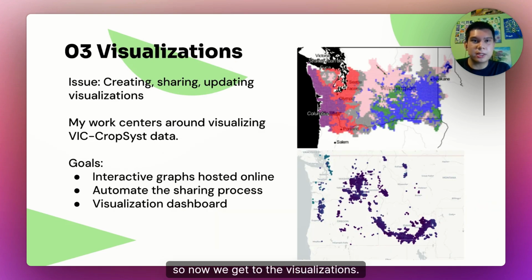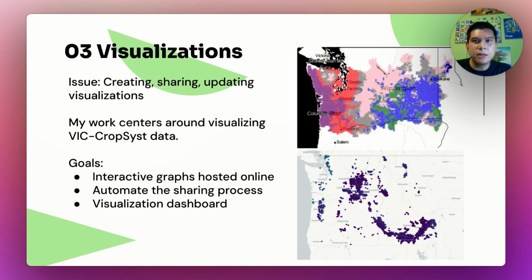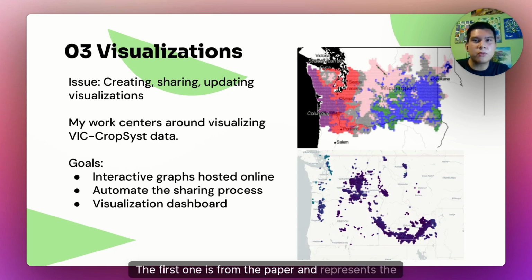So now we get to the visualizations. One of the issues that came up with the project in the last slide was the effort required to visualize simulation results. My project was to explore this side of the work. There are two maps shown here. The first one is from the paper and represents the different clusters in the paper's experiment. The second map is from my own work, and we'll get to that in a little bit.